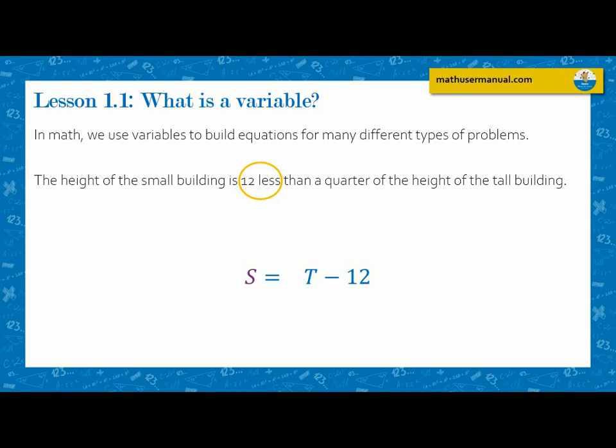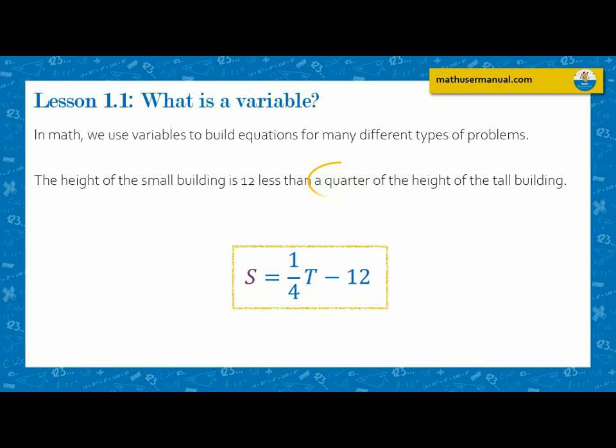Now we're saying that the small building is 12 less than the tall building. So for example, if the tall building is, let's say, 80 feet, then we replace T for 80. 80 minus 12, we get 68. The small building will be 68. But there is more information here. It says 12 less than a quarter of the height of the tall building. A quarter represents we divide by 4. So we need to divide T by 4, or multiplying T times 1 over 4 is the same.